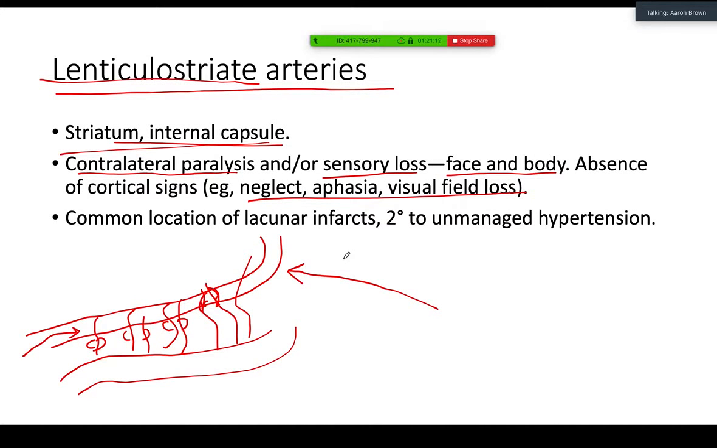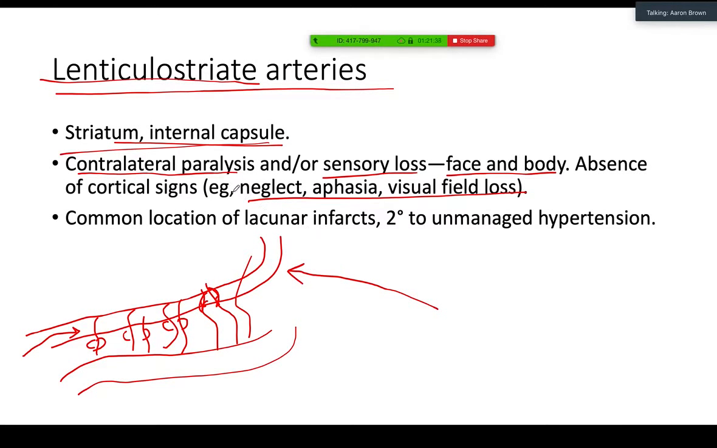We said when we have a stroke of our MCA, that is going to give us contralateral paralysis. It's going to give us contralateral sensory loss. It's going to give us symptoms of aphasia, symptoms of hemi-neglect, right? So we have cortical signs and we have paralysis and sensory signs.